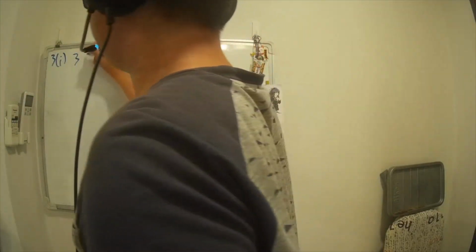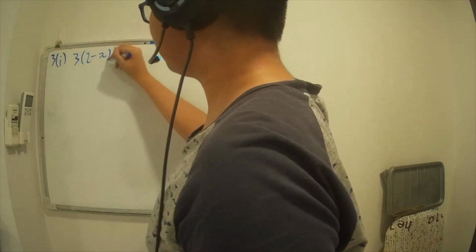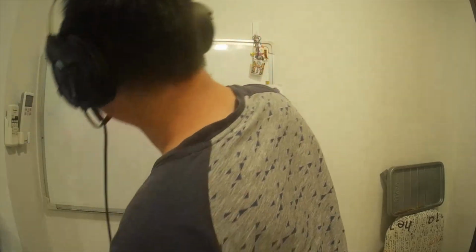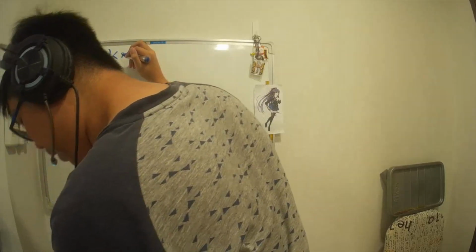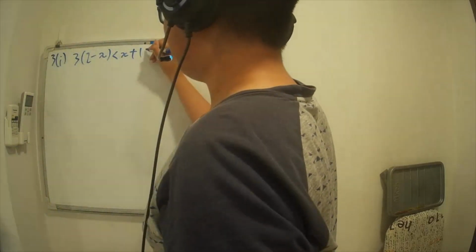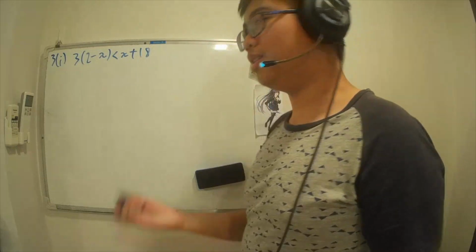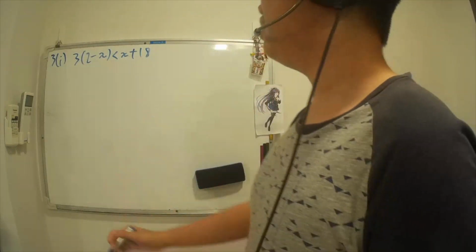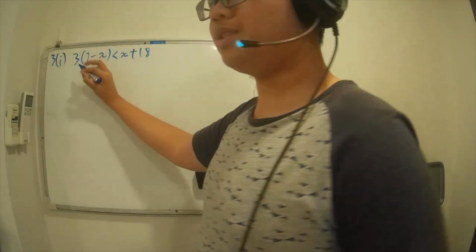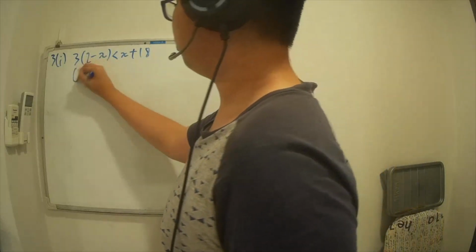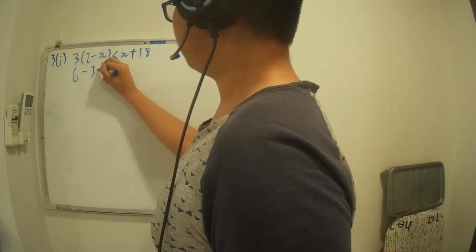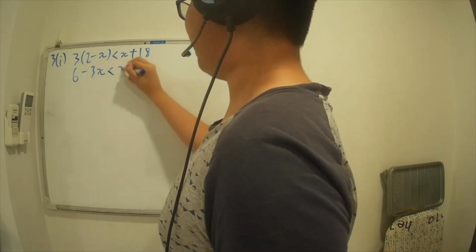3 times of 2 minus x is less than x, is it plus or minus? It's plus, okay? In fact, I don't even know why this is here because this is EMATS, right? So let's just do this. So 6 minus 3x is less than x plus 18.